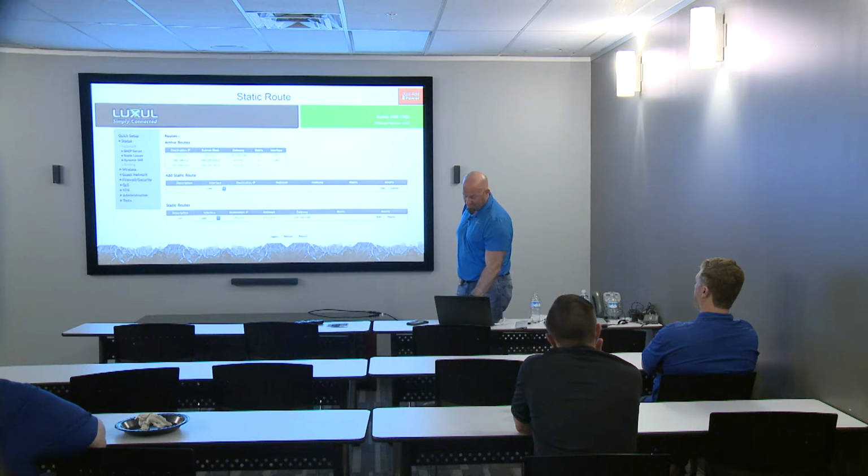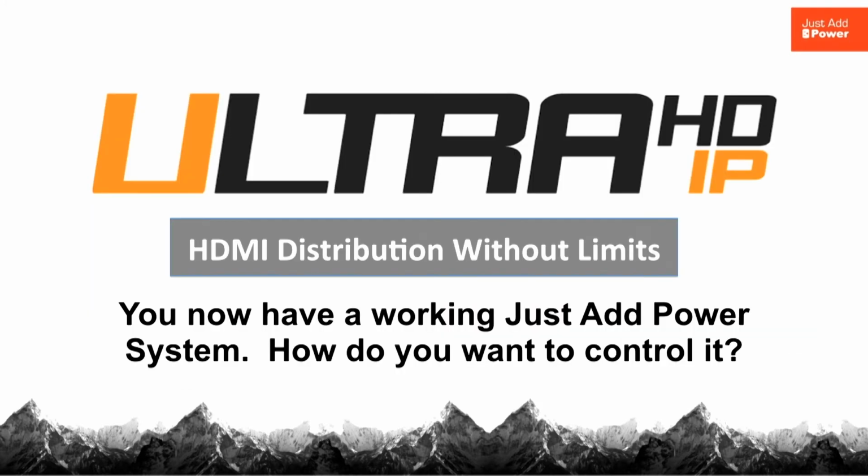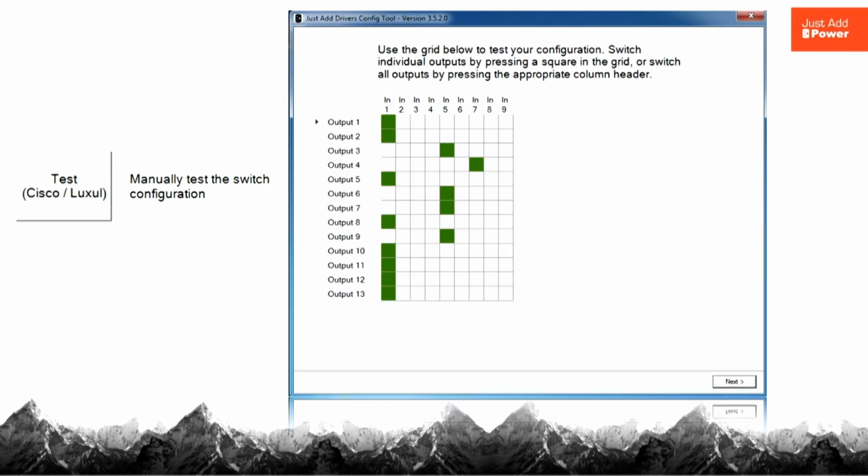You literally copy it verbatim from the final page of the Jad config up there, and then store it, hit apply and reboot the router, and that static route has taken effect. So basically, there's one other button for setting up with Just Add Power, which is testing the system.